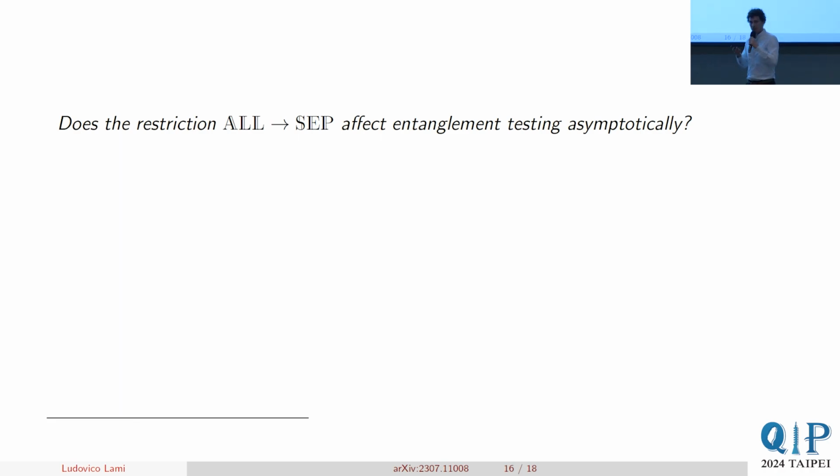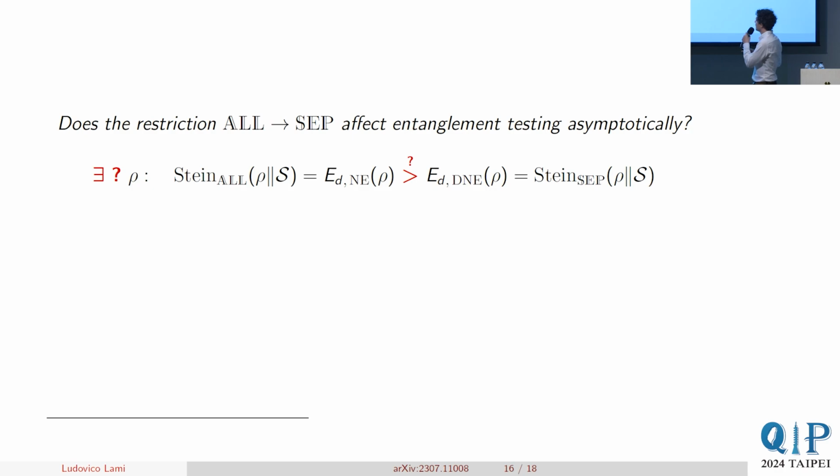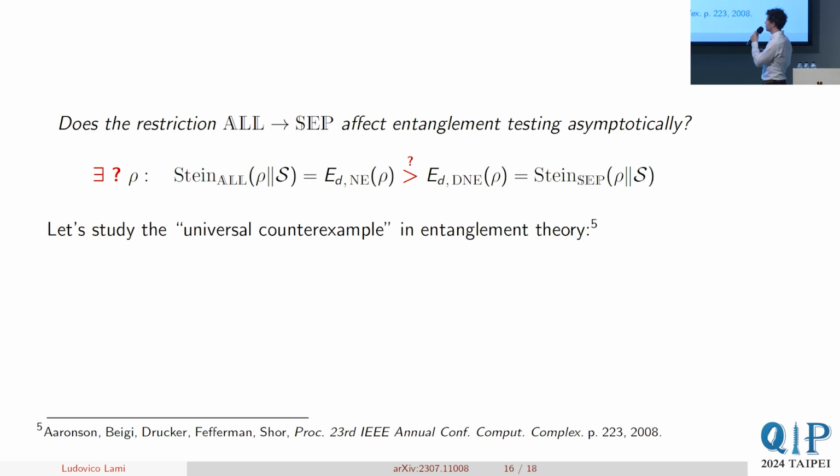But there's another question that we want to answer. If you restrict yourself from the set of all measurements to just separable measurements, does this affect entanglement testing asymptotically? Does this worsen the quality of entanglement testing? So you could ask yourself, does there exist a state for which there's a gap between the two Stein exponents, where the Stein exponent with all measurements is larger? Is that true? Let's study.